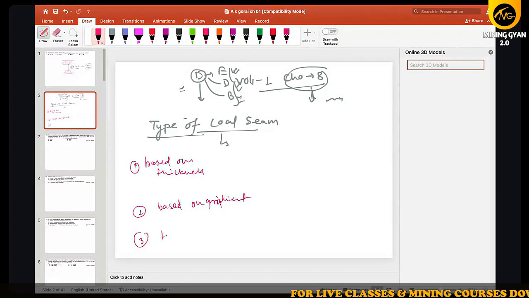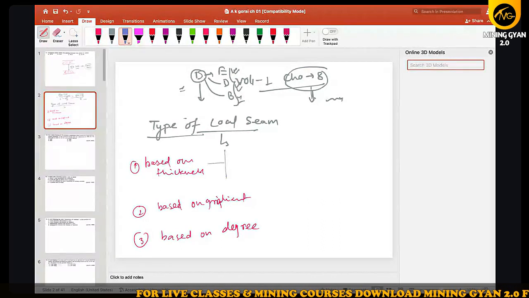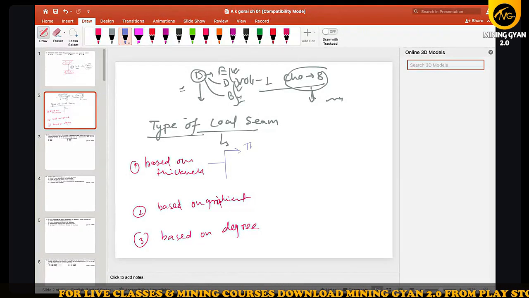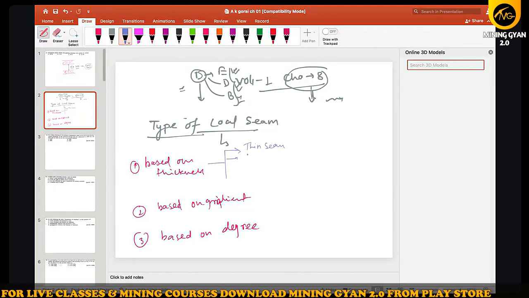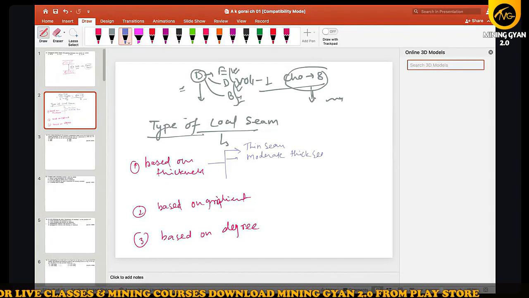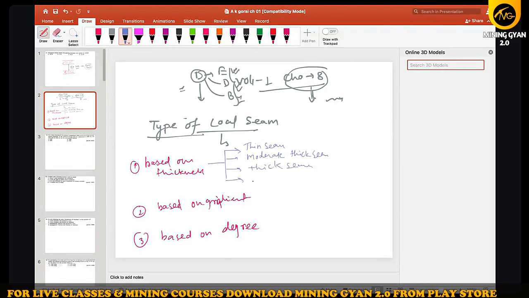Third type is based on degree. So based on the thickness, there are basically four types. First, thin seam. Second is moderate thick seam. Then thick seam and very thick seam.